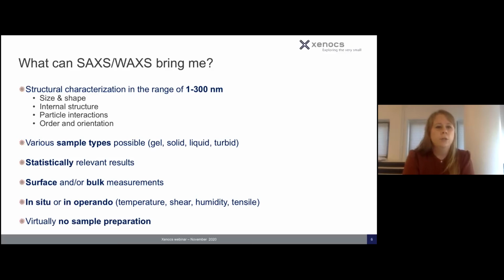The results are statistically relevant with just one measurement, which is in contrast to, for example, microscopic techniques. You can do measurements that are sensitive for just the surface, or you can measure in bulk. And it's easy with this technique to measure in situ or in operando. Furthermore, there's basically no sample preparation required. And this is important because it means that you can measure in the natural or native state.